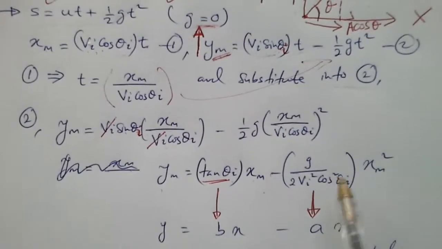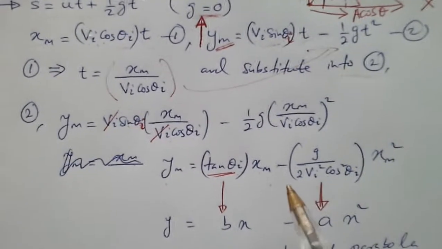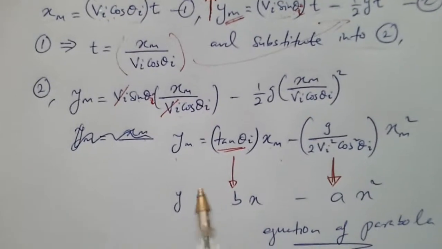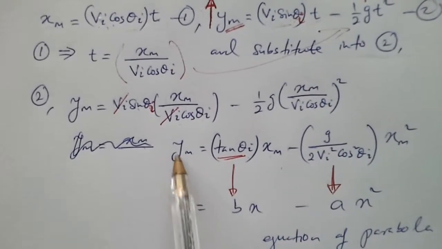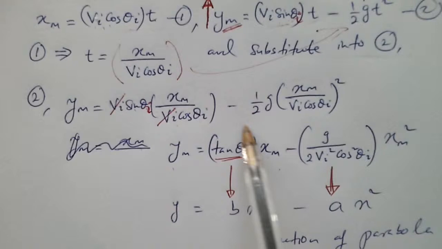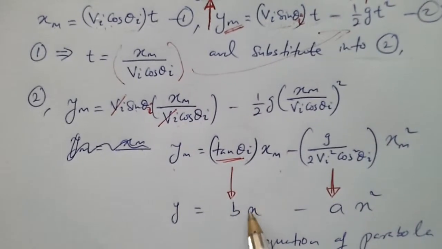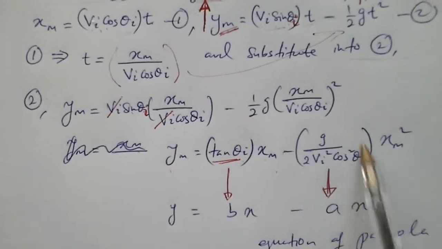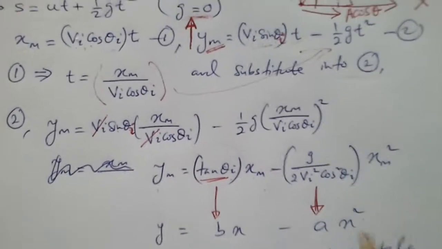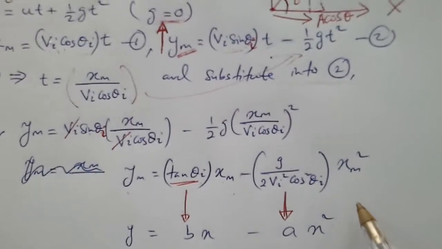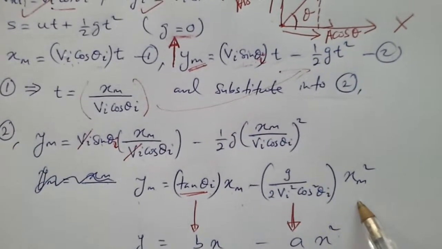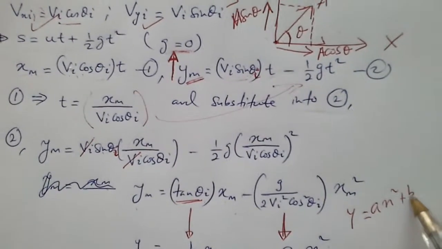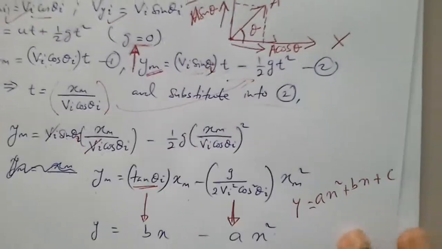Now if you observe this equation, this is very similar to the equation of a parabola. So this is our y, this is our b x, and minus this factor is our a, ax squared. I hope you remember the formula for a parabola: y equals ax squared plus bx plus c.